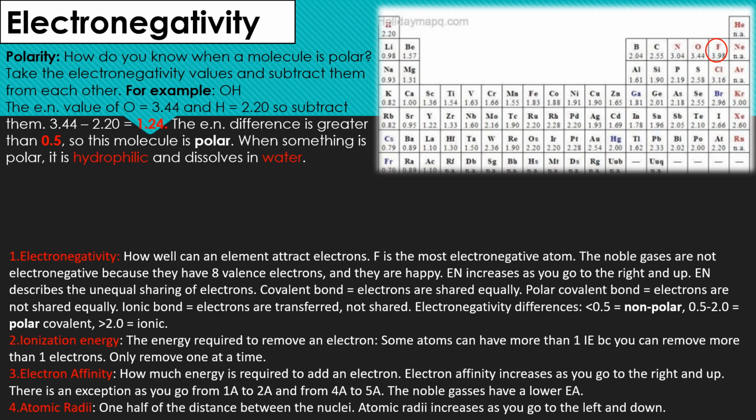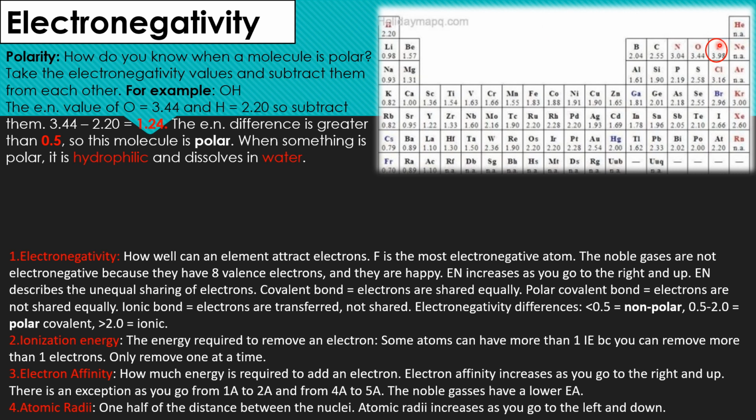Electronegativity. So first I'm going to go over the vocabulary words. What is electronegativity? Electronegativity is how well an element can attract electrons. Fluorine is the most electronegative atom.